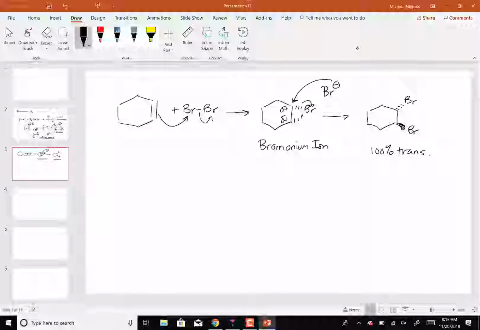Now, is the reaction stereoselective? Well, let's think about the definition. The selective part means, are there two possible products of this reaction? And this is where I don't like the selective term, because remember yesterday I said selective is anywhere from 51-49 up to 100-0. So are there two possible products?